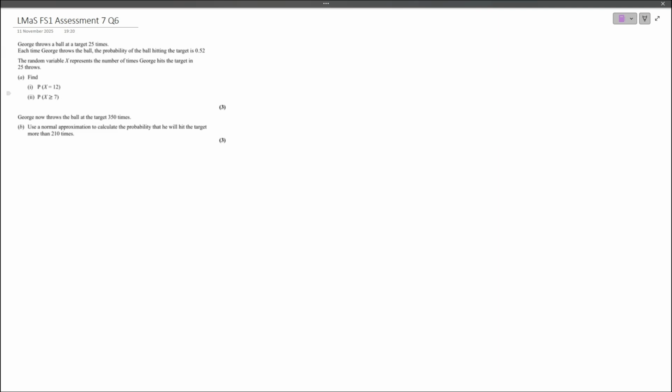And part A is asking us to find two probabilities. But first of all, let's write down the distribution. X is distributed binomial 25, 0.52, because we're doing 25 trials of throwing the ball. Each throw has a probability of success of 0.52.